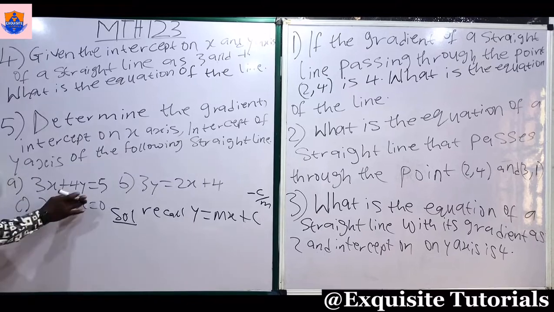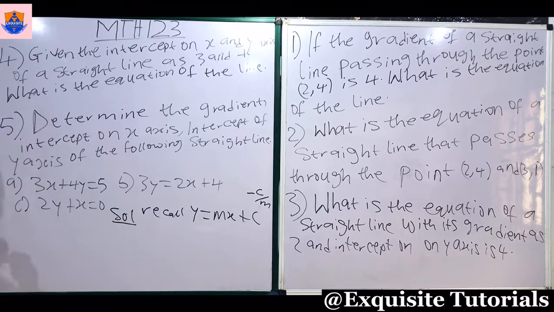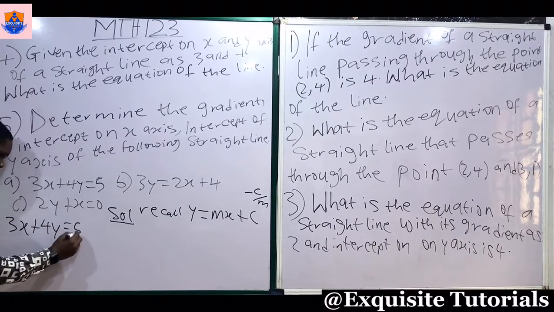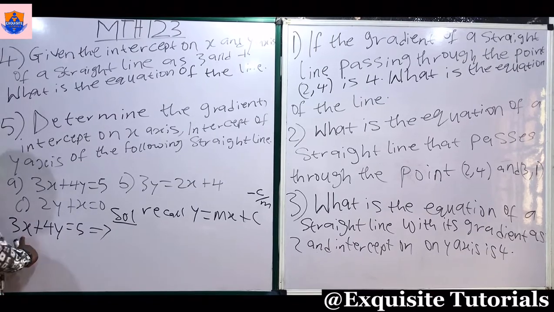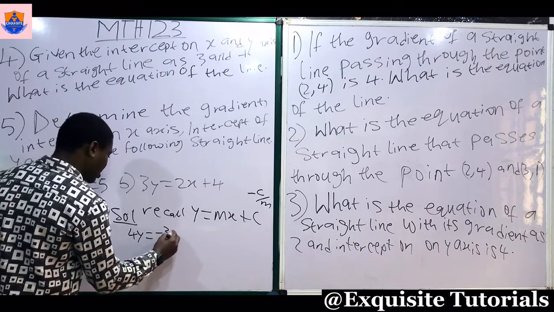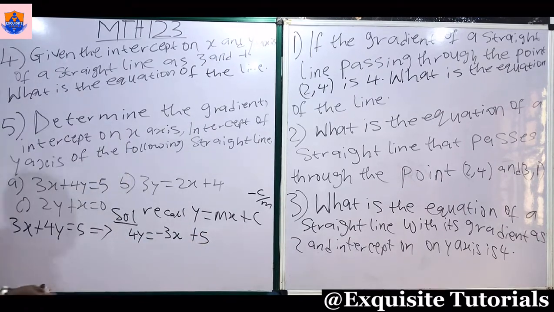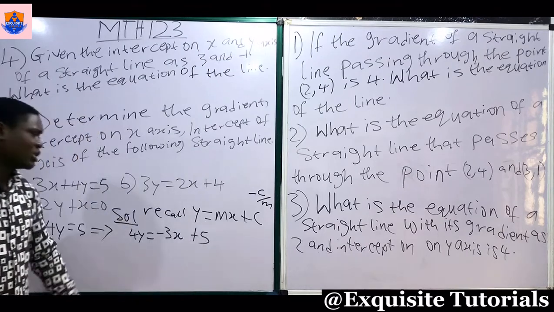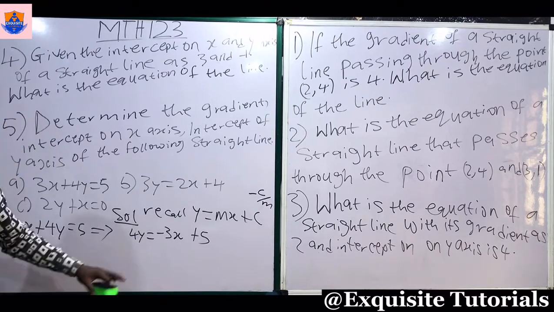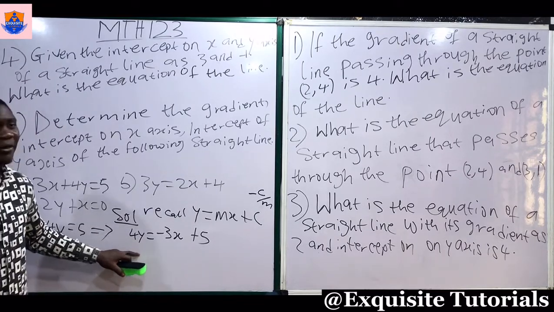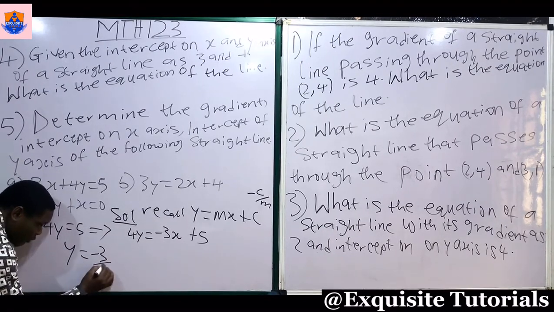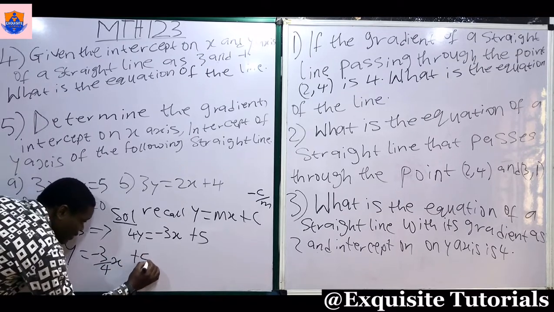In doing so, I have to make sure that y stands alone on one side. If we have 3x plus 4y equals 5, taking the 3x to the other side gives a negative sign. So 4y is equal to minus 3x plus 5. Remember, in this form of writing the equation of a straight line, y stands alone; the coefficient of y is 1. So I have to divide through by 4. If I divide everything by 4, y will stand alone. I will have minus 3 over 4 x plus 5 over 4.